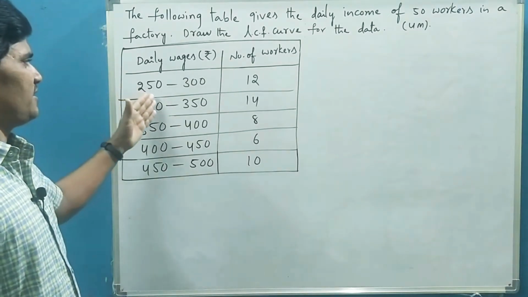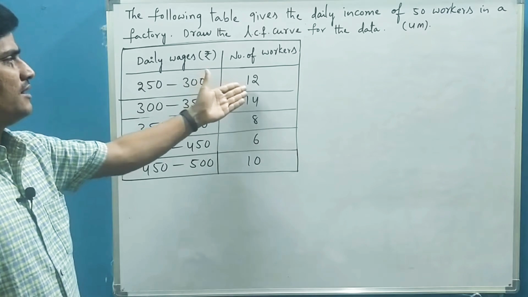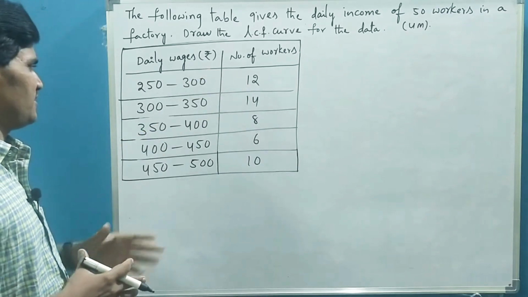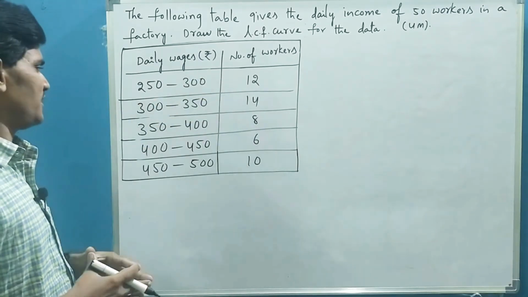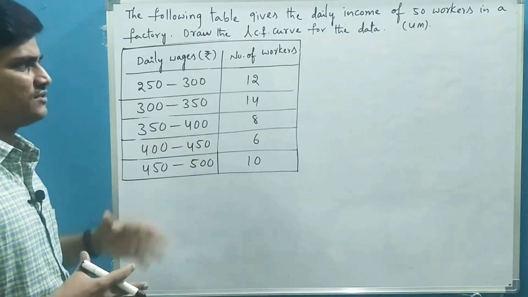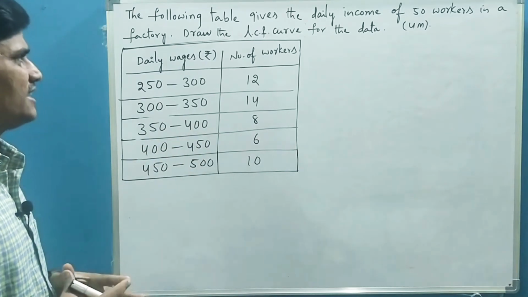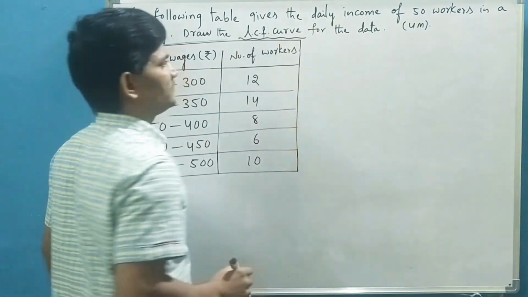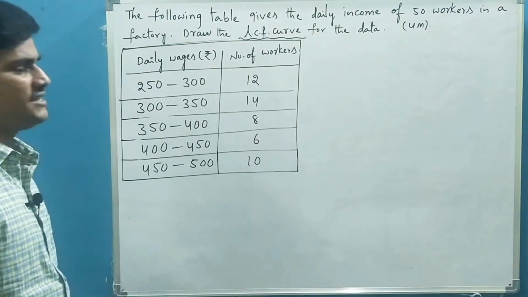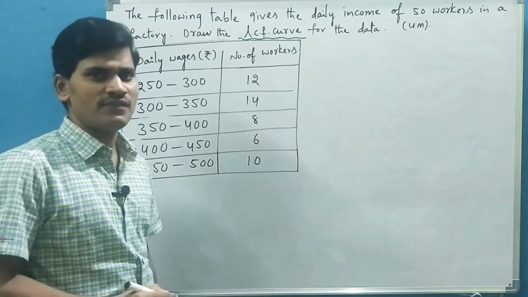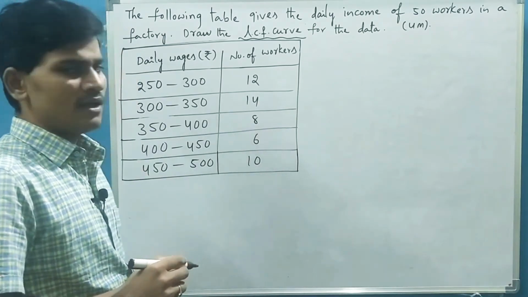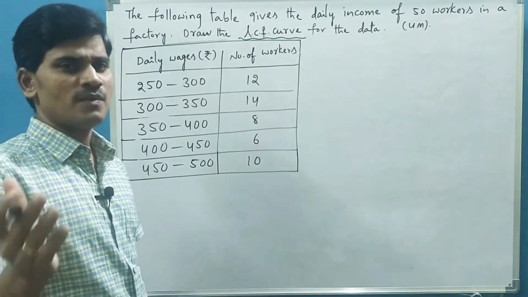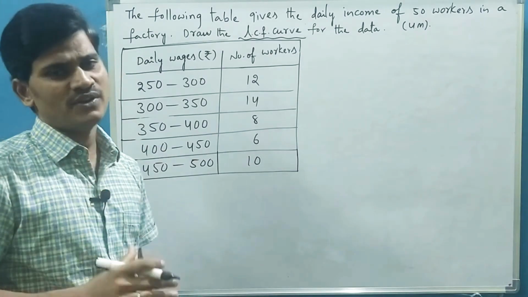Their daily wages are 250 to 300 secured by 12 workers, 300 to 350 14 workers, 350 to 400 8 workers, and so on. For this data we have to draw an LCF curve. You know how to draw an LCF curve? To draw an LCF curve we need upper boundaries and corresponding less than cumulative frequencies.